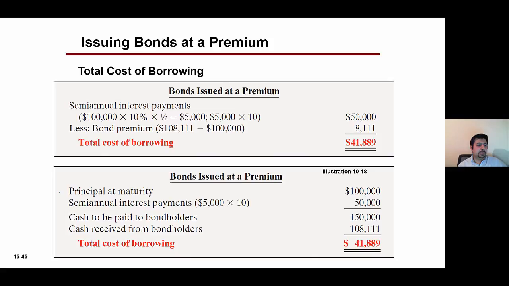Here, it's the same way. So let's do the one here. The cost to the company will be the face value and interest. When the company issues the bonds, it will receive $108,000, and as a result, the cost of borrowing money will be $41,889, which is less than the $50,000 that would be the cost at par if the company had issued it at par.